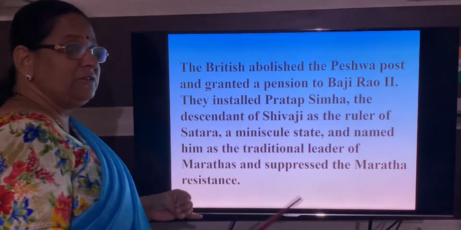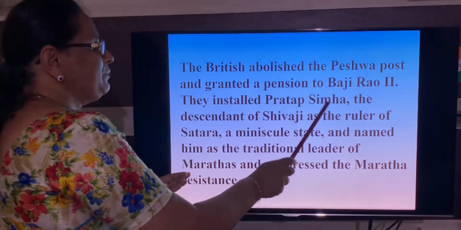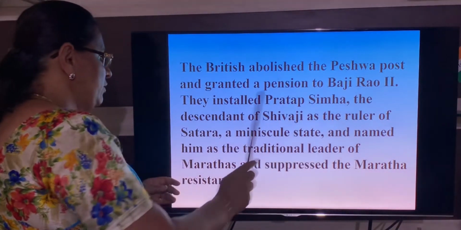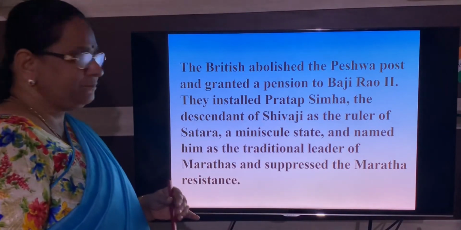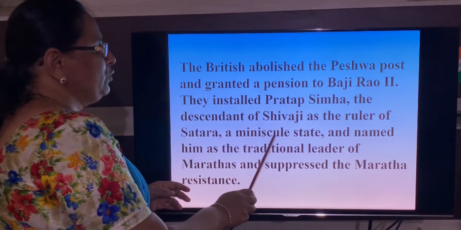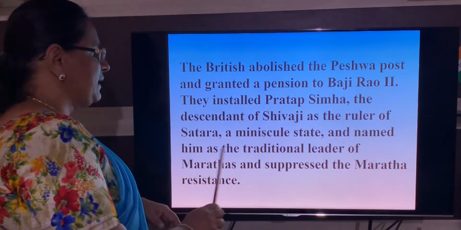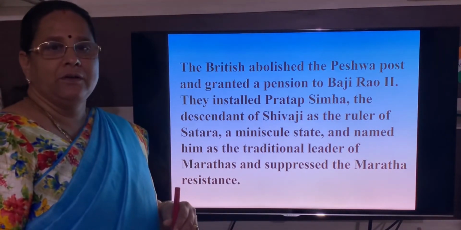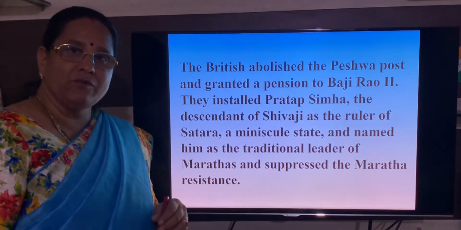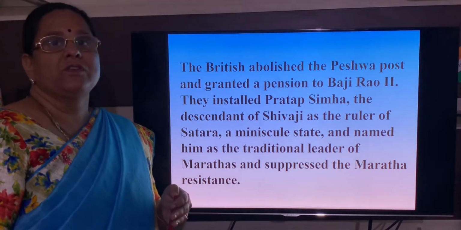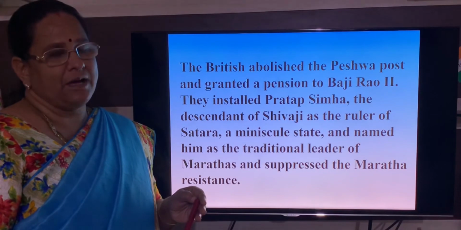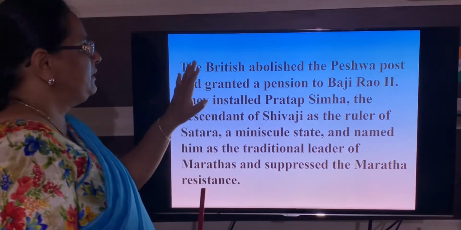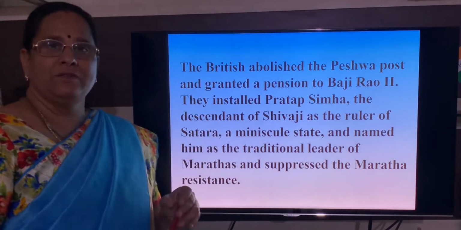Bajirao. And next you will explain about Pratap Singh, who was a descendant of Shivaji as a ruler of Satara. And made a mini state and named him as a traditional leader of Maratha. And entire kingdom of Maratha was controlled by the British after the Third Anglo-Maratha War. So remember, these are the points you have to remember.